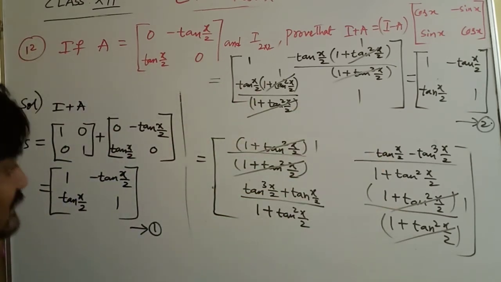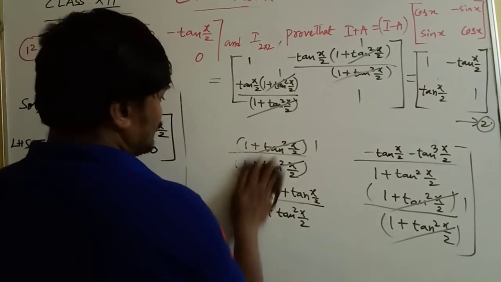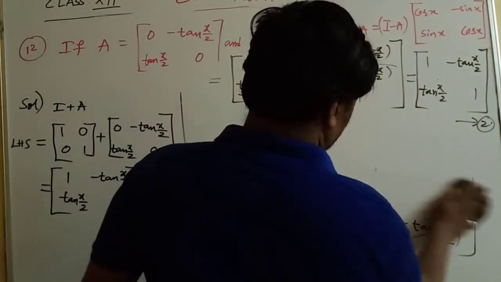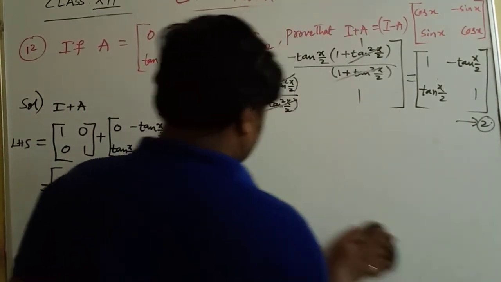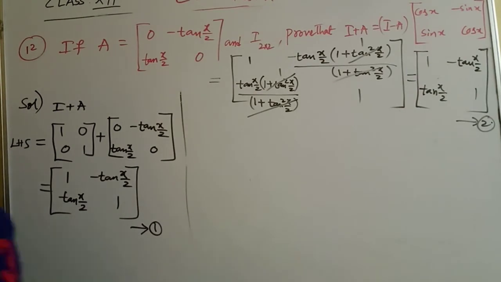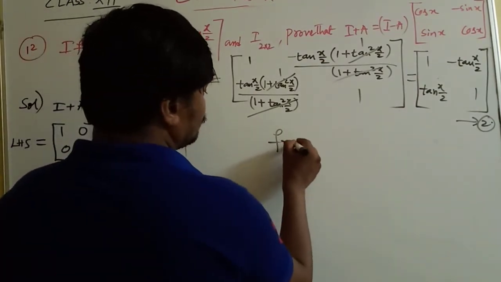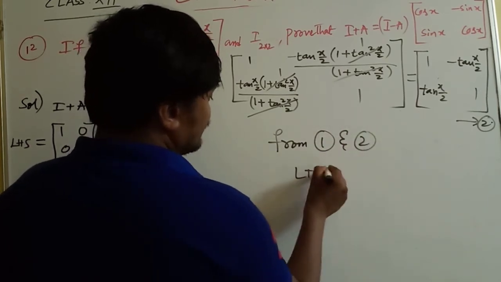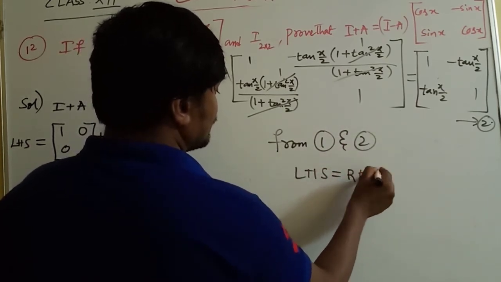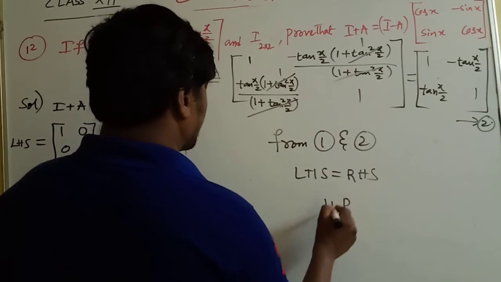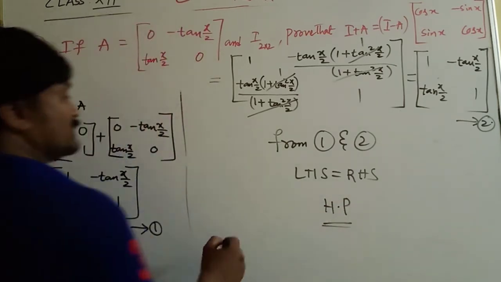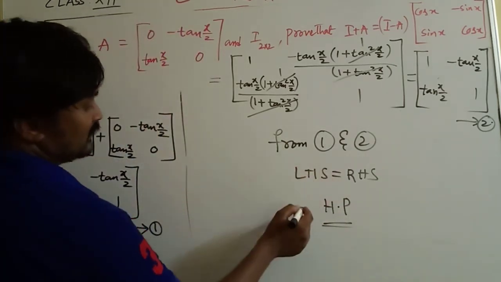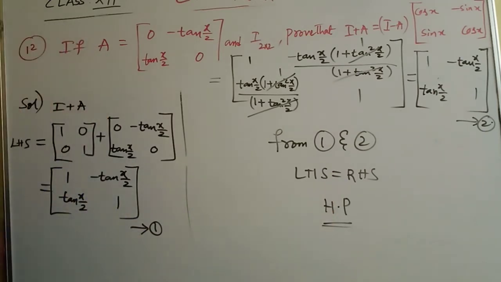So now hence it is proved. I'll write this part here so that I complete it here itself. From 1 and 2, LHS is equal to RHS, hence it is proved. So that is about your problem number 12.